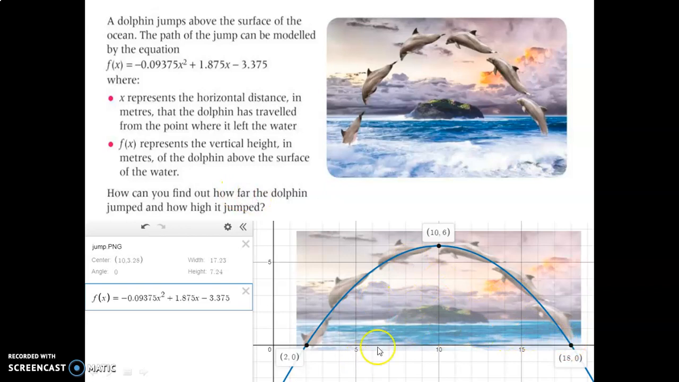Well, how far did it jump? I mean, we can look at it backwards here because it's going this direction, but it can be the same if you look at it that way. Basically, it started at the point 2, that's an x-intercept, and the other x-intercept is 18. So it basically made it from an x value of 2 all the way to an x value of 18. And that distance is 16. 18 minus 2, 16. So it jumped a distance of 16 and a height of 6. And it reached its maximum height of 6 at a distance of 10 horizontally from where it exited the water.